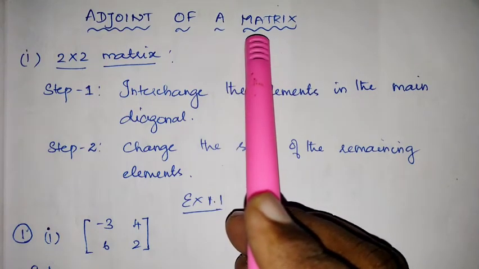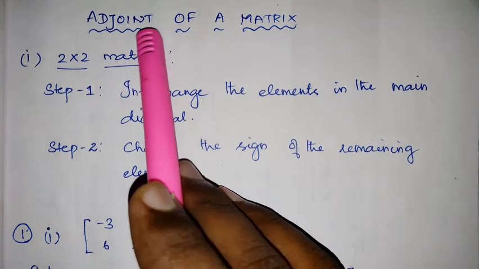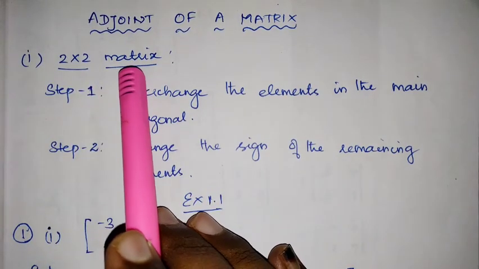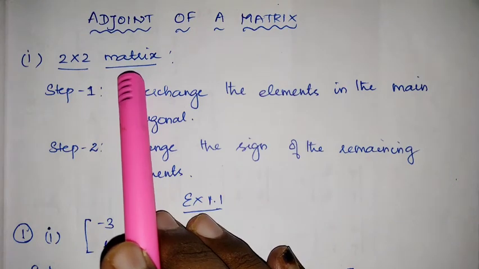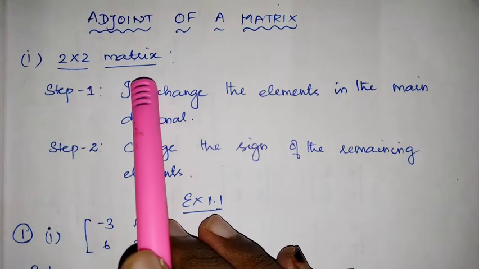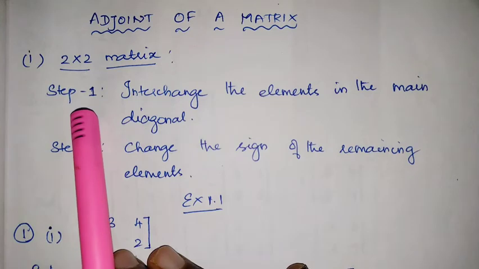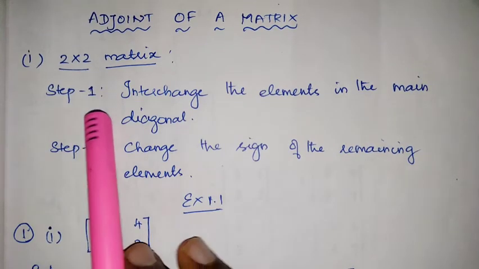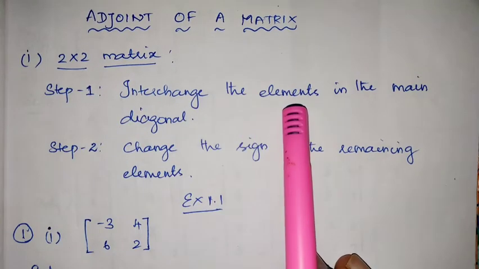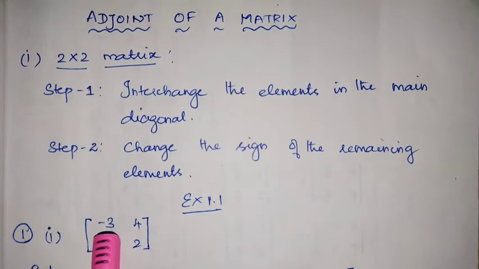First we are going to learn how to find the adjoint for a 2x2 matrix. I'll give you a short method to find the adjoint for a 2x2 matrix. Step one: a 2x2 matrix contains 4 elements, isn't it? In step one, interchange the elements in the main diagonal. So these two elements, -3 and 2, are to be interchanged.